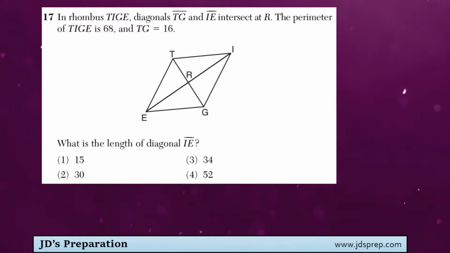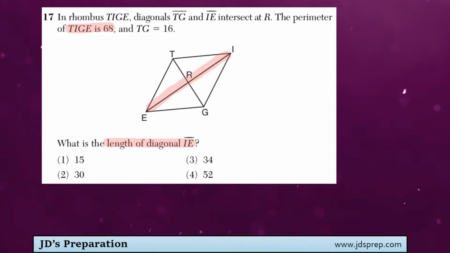For this problem, we're being asked to find the length of the diagonal from I to E, so this line right here. Now there is some important other information we're given. We know that the perimeter of the rhombus is 68. Now because it is a rhombus, we know that all four sides of it are equal.